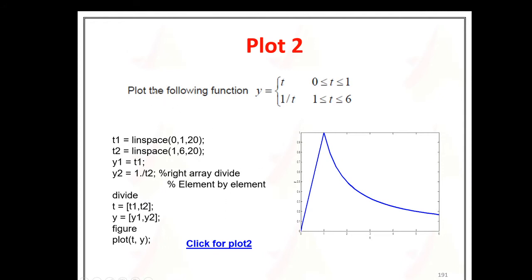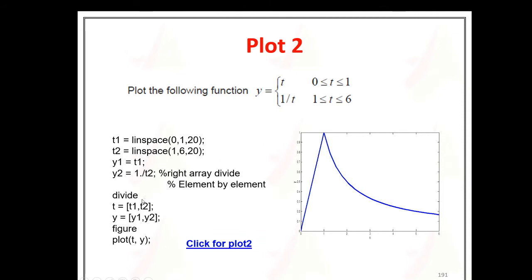You can see here we plot the following function: y equal to t, where t varies from 0 to 1, and 1 by t from 1 to 6. So t1 equal to linspace of 0 to 20 in intervals of 1, t2 equal to linspace of 0 to 20 in intervals of 6. So y1 equal to t1, y2 equal to 1 by t2. I am plotting this one.